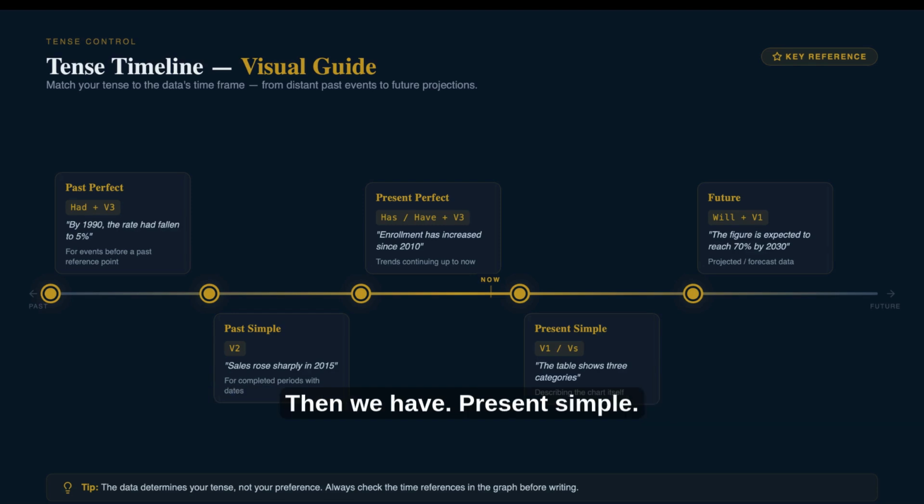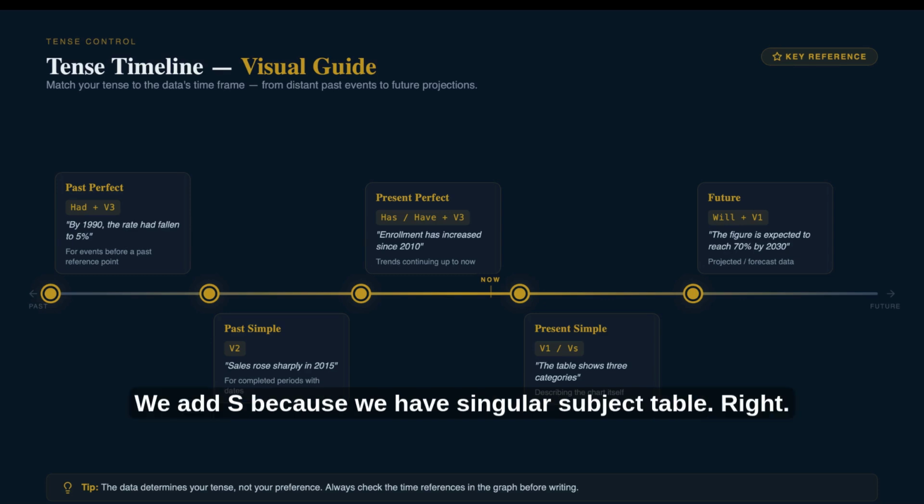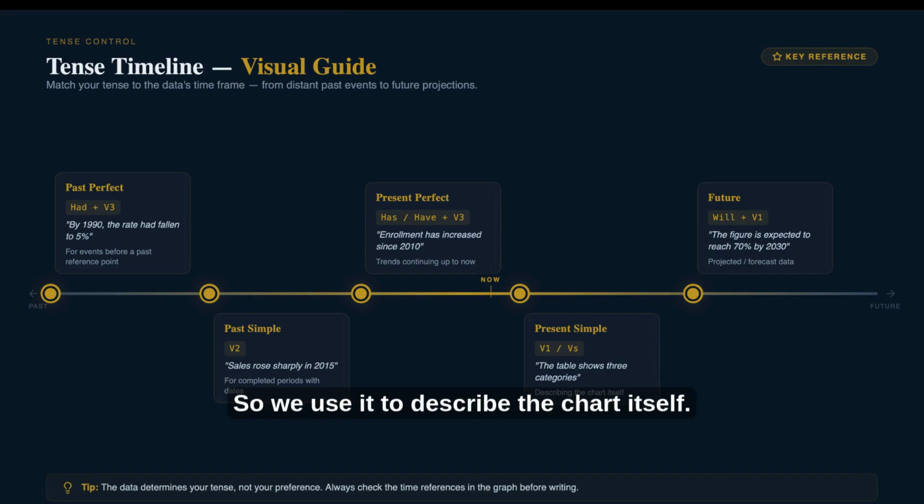Then we have present simple. The main formula of present simple is base form verb or verb 1, and for verbs that finish with s, sh, x, and o, we add es. For example, the table shows 3 categories. If you look at the verb shows, we add s because we have a singular subject, table, right? So we use it to describe the chart itself as something that exists in the present.